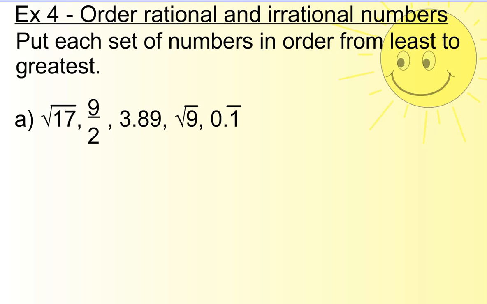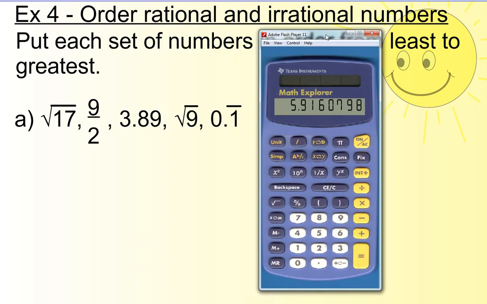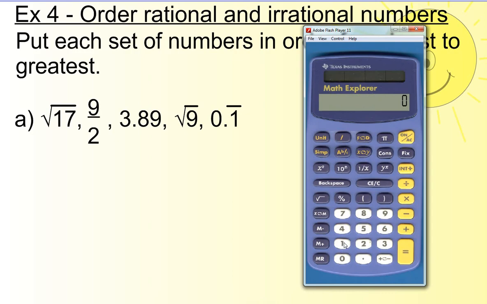The way we're going to do this is the same way we did the last examples. We're going to take our big, ugly mix bag of numbers. We're going to change them all to decimals, and then we just put the decimals in order. So let's do that. Starting with square root of 17, 4.1.